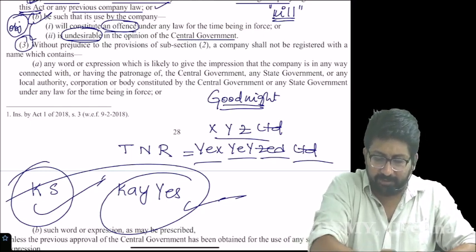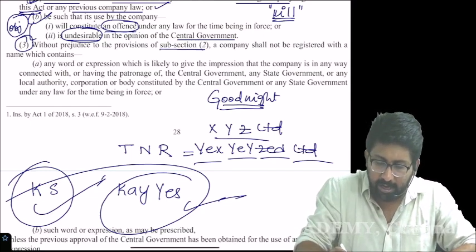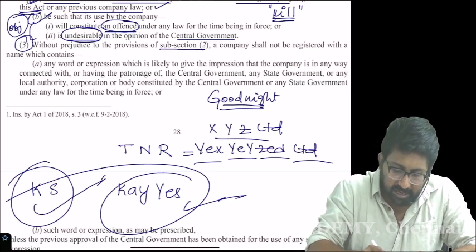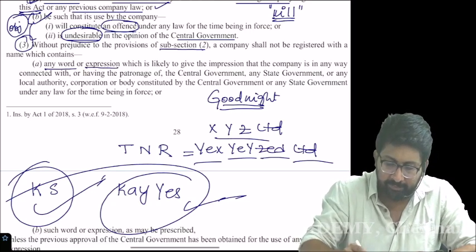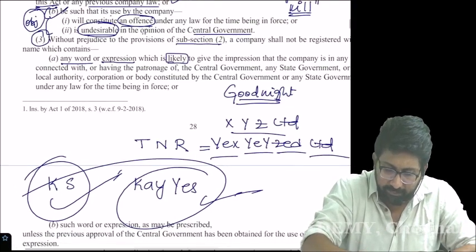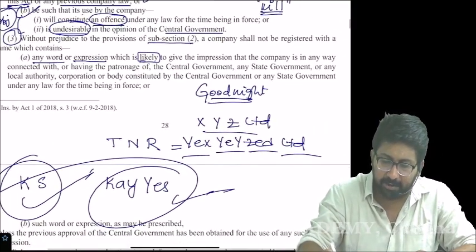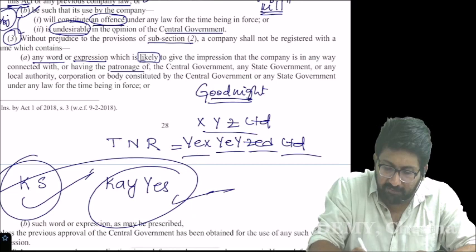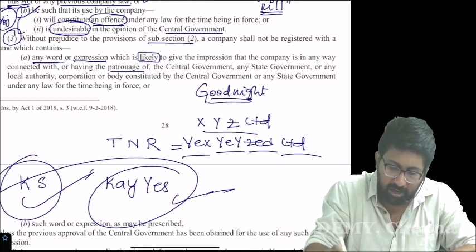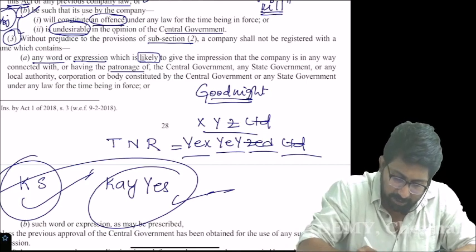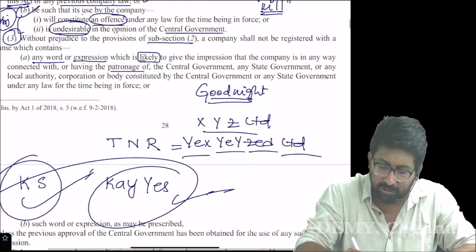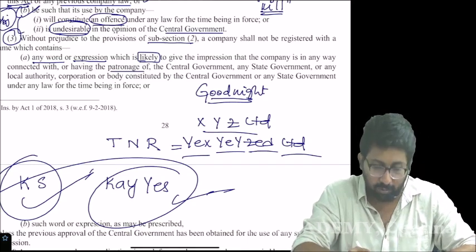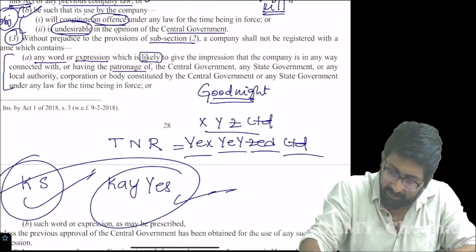Without prejudice to the provisions of subsection 2, a company shall not be registered with a name which contains any word or expression which is likely to give the impression that the company is in any way connected with or having the patronage of central government or state government or any local authority, corporation or body constituted by CG or any SG under any law for the time being in force. First read this content.